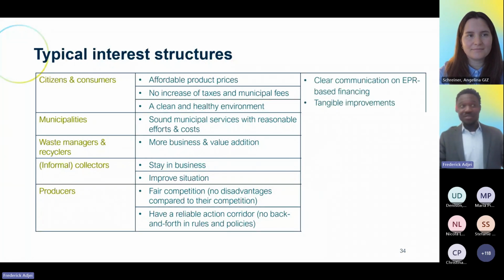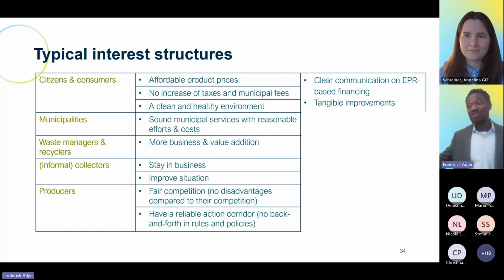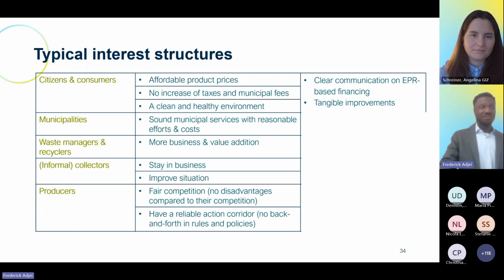And how to solve that? Well, please communicate to me that even though there's EPR and maybe it might increase the price that I pay, at the end of the day, it's not so much. And if I'm paying that price, that playground should be clean. There should be tangible improvements in the environment if indeed that additional cost is coming to me as a consumer.